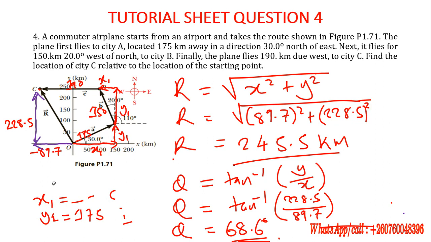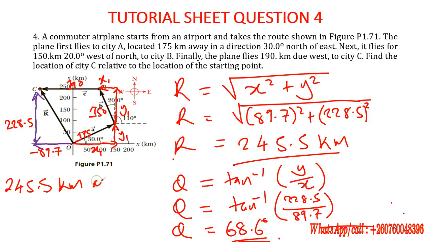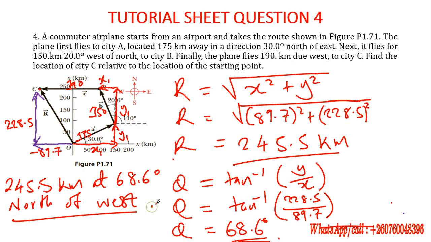You have found your theta, your direction, as well as the magnitude of the what? The resultant. So from here now, you can just indicate where this city C is located. You can say it's located 245.5 kilometers, at which direction? At 68.6 degrees north of what? West. Then you're done.